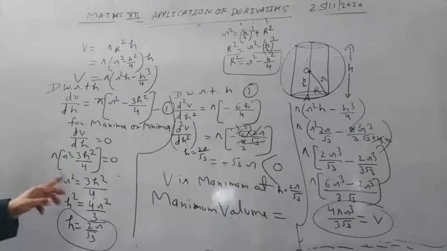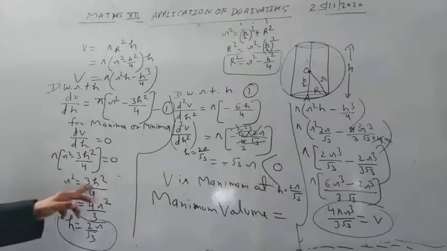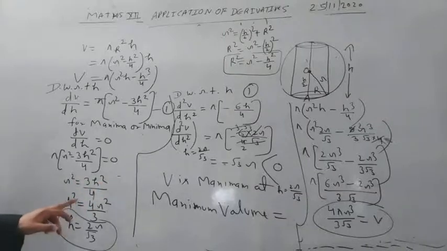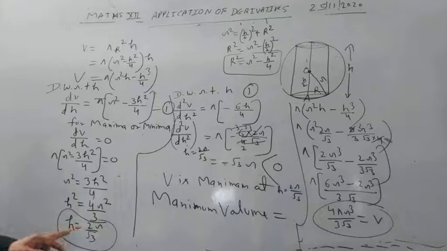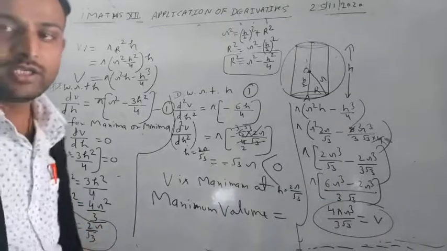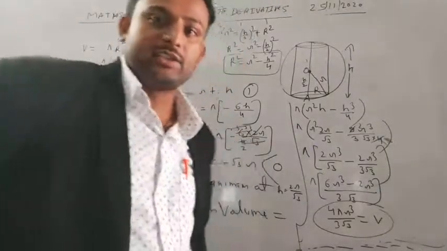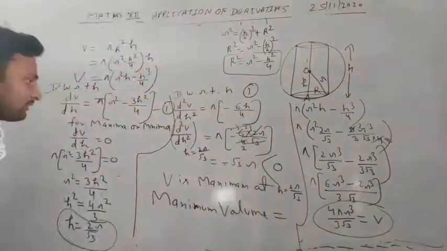From here we get r square equal to 3H square by 4, so H square will be 4r square by 3, and H is 2r by root 3.